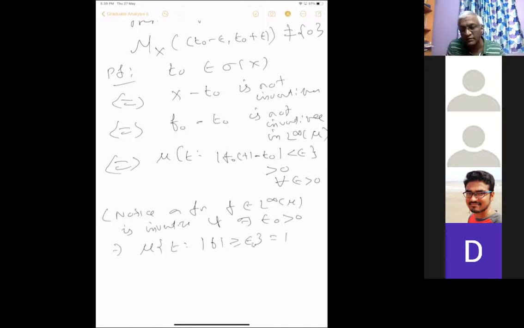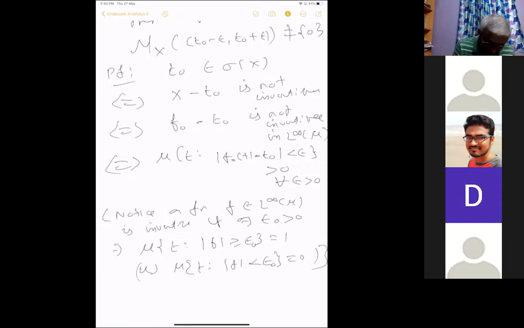Epsilon naught should be equal. Or that is equivalent to saying mu of the set of t such that mod f less than epsilon naught is equal to 0. Okay. So you check this. This is the invertibility in L infinity. So I am just using that.